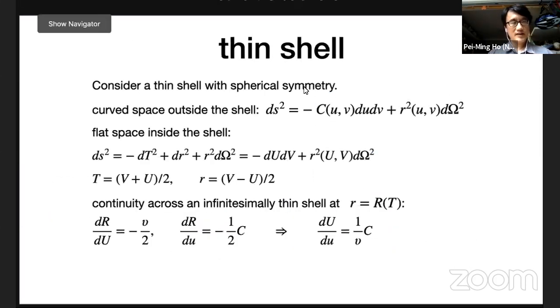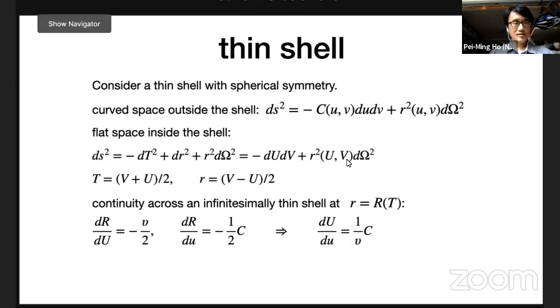So people often consider a thin shell. Its outside is approximately the Schwarzschild solution, and its inside is just Minkowski space. So you can use the usual Minkowski space coordinates T and R and define Minkowski-like coordinates V and U. I'm also using capital V and U to denote these coordinates because their relation with the little u and v is going to be the same.